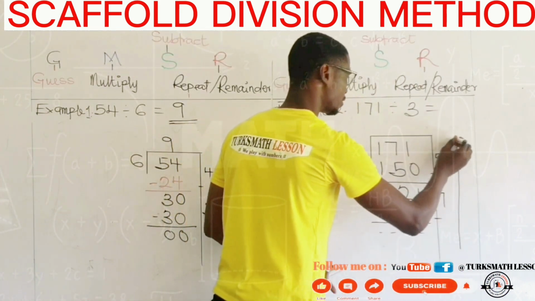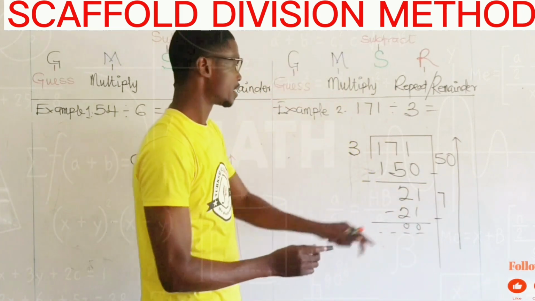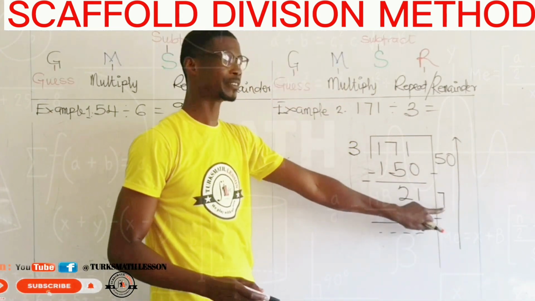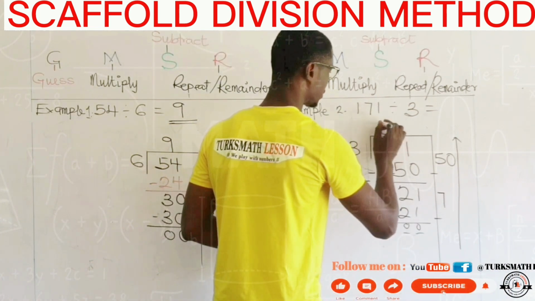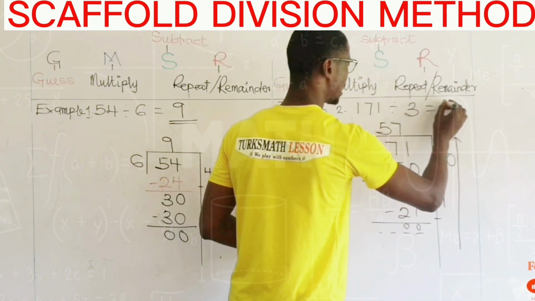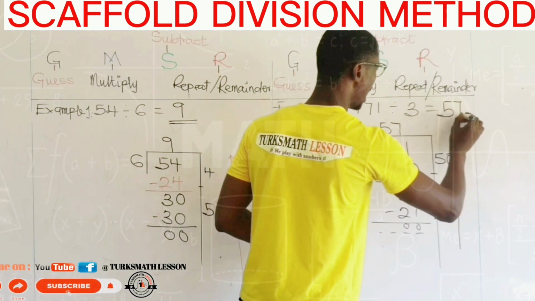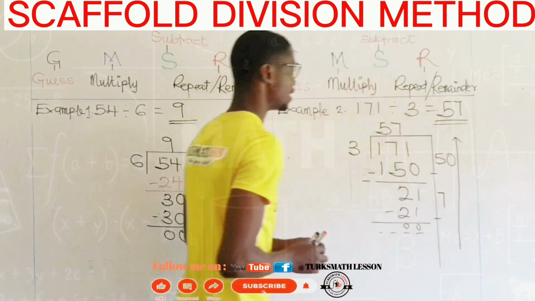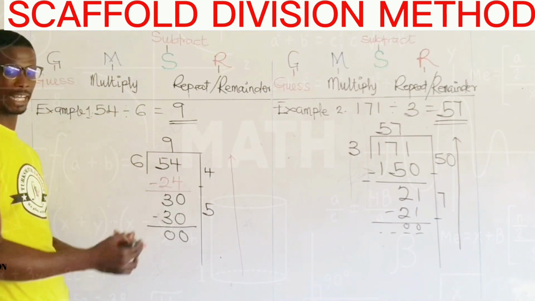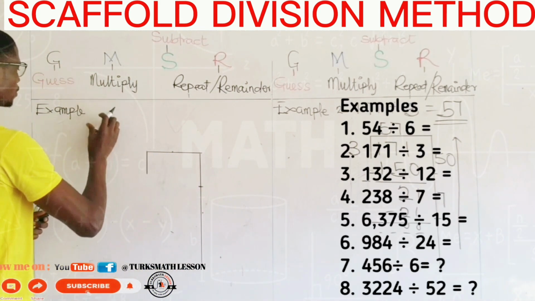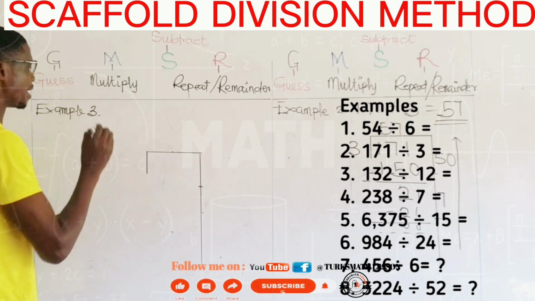Now after doing all this, you are coming to what? Add the numbers here. Have you seen it? Yes. 50 plus 7. 57. So our quotient is 57. Now let's look at Example 3. Now what is our Example 3?